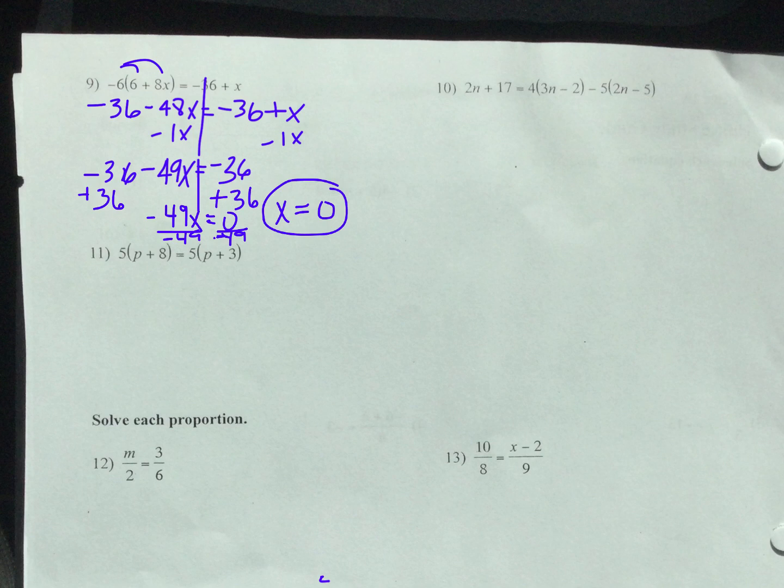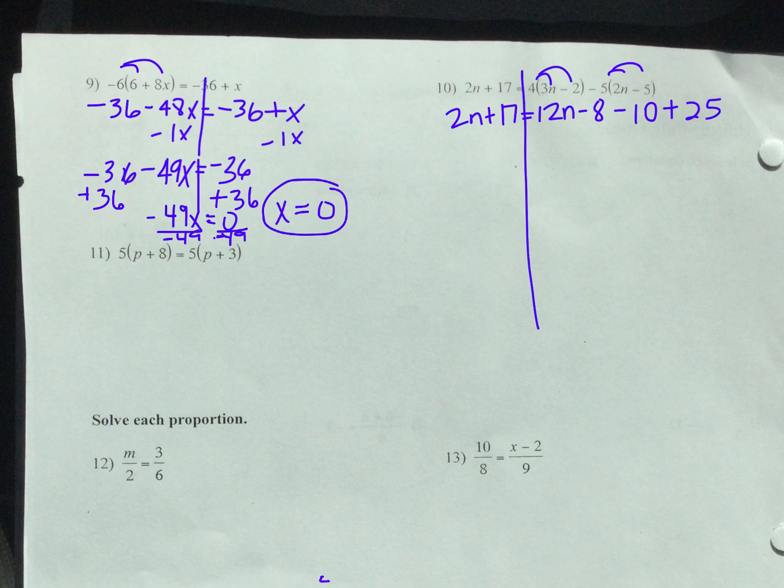All right, this one has lots of steps. Ugh. Distribute. 12n minus 8. Oh, let me write this 2n plus 17. Distribute. Minus 10n plus 25. Old school baby math. I'm going to need to put my n's together. 12 minus 10, so 2n plus 17 equals 2n. Negative 8 plus 25 is a positive 17.